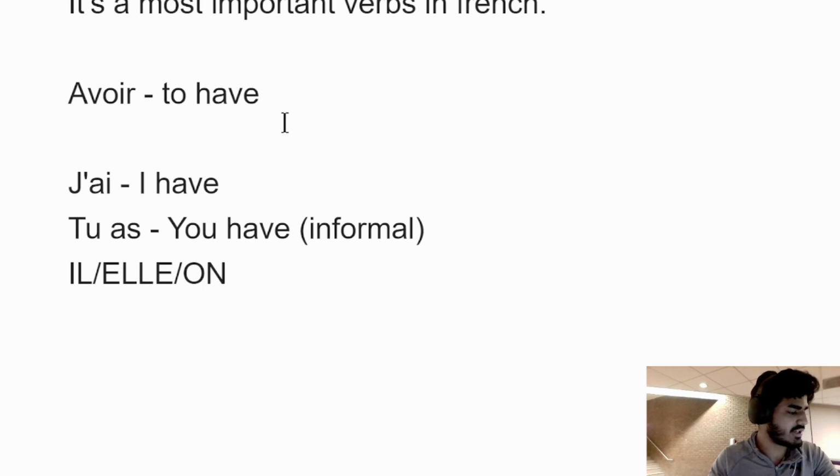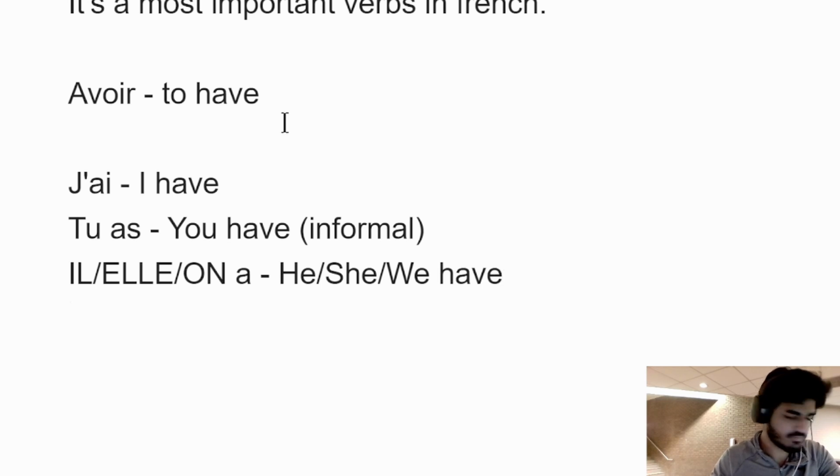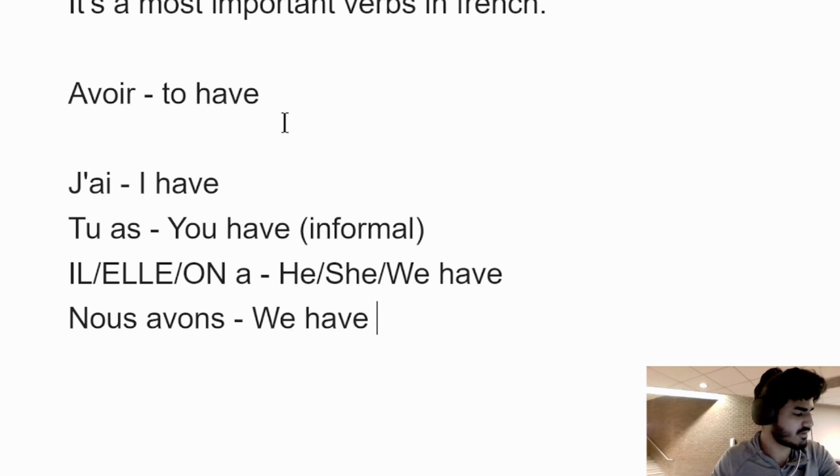So, Raksha, explain to me the difference between il and elle. Male and female. So, il means he. Elle means she. And then on means we. Then we have nous avons. We have. Vous avez. Why is it avez?